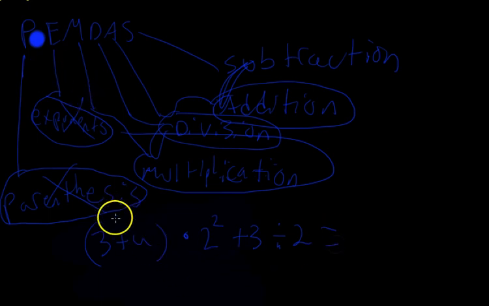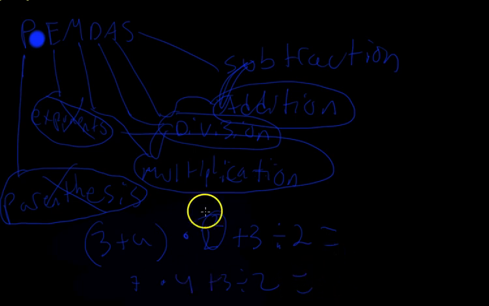So start with parentheses. We got parentheses: 3 plus 4 is 7. Do what's in the parentheses first. Now we got exponents: 2 squared is 4. Now, what do we have? Multiplication. 7 times 4, okay? Let's just keep plus 3 divided by 2 and finish it out. But then we have to do our multiplication. So 7 times 4, we know that is 28.